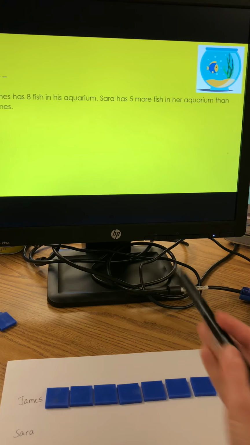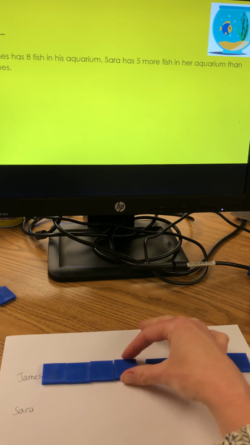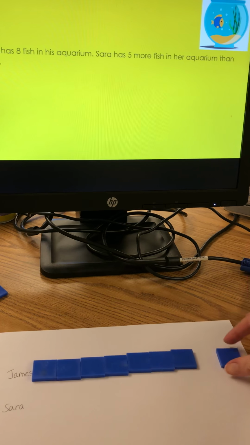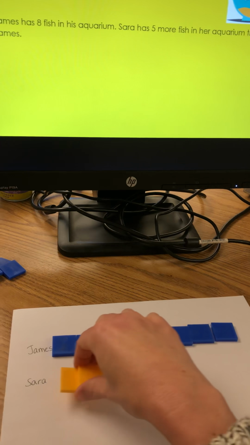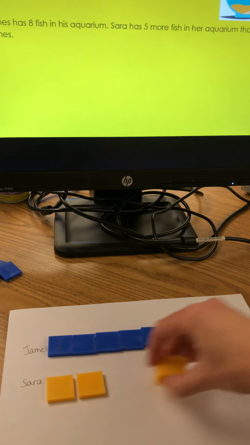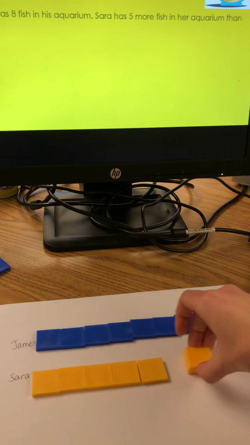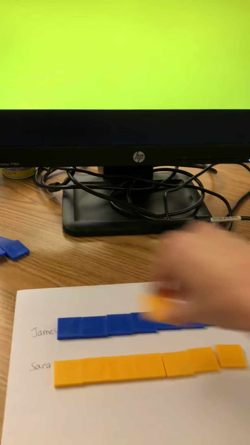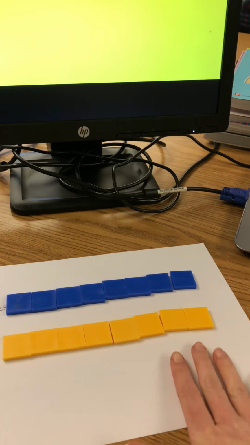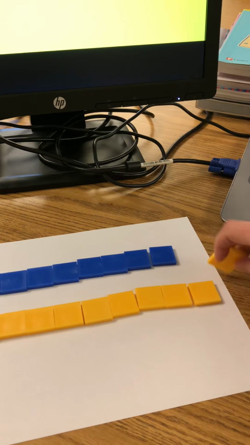Next bit of information is that Sarah has 5 more fish. So here's James. And if we know that Sarah has 5 more than James, we know that they share the 8. And then they're going to represent 5 more. This one's off my page.